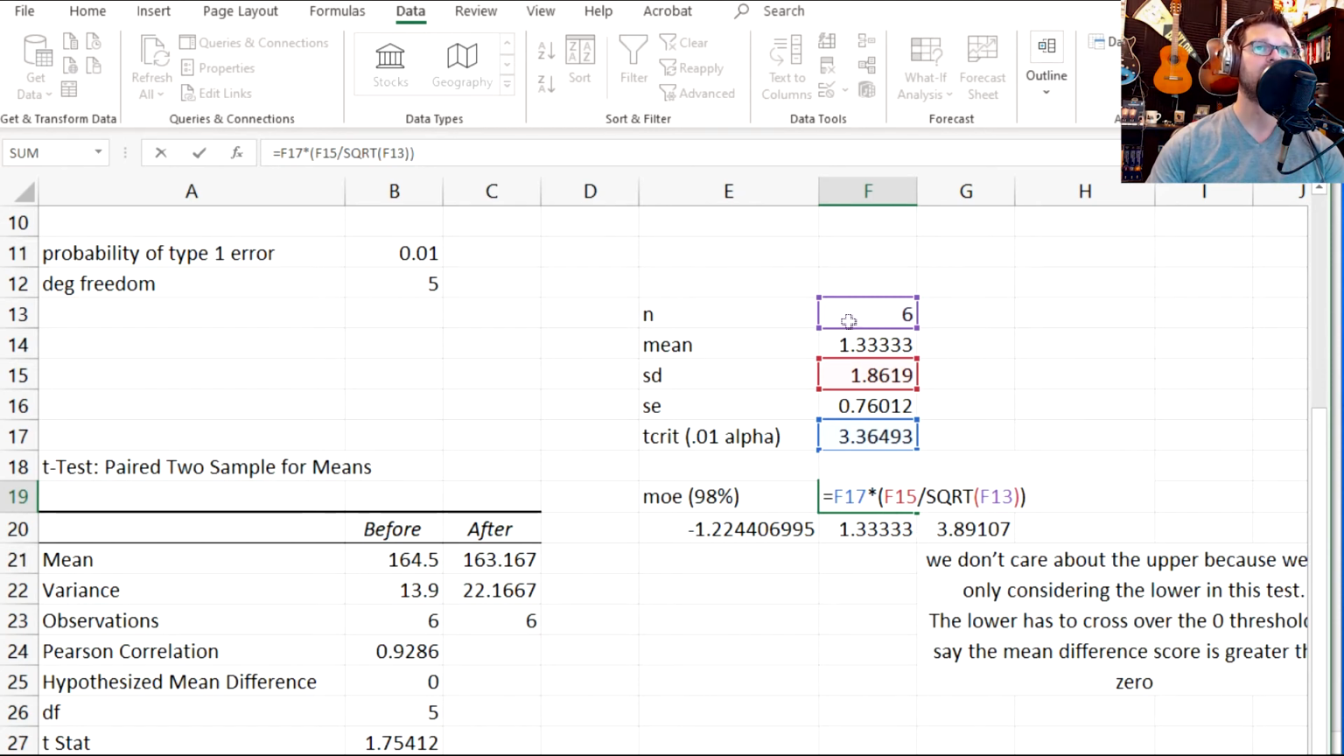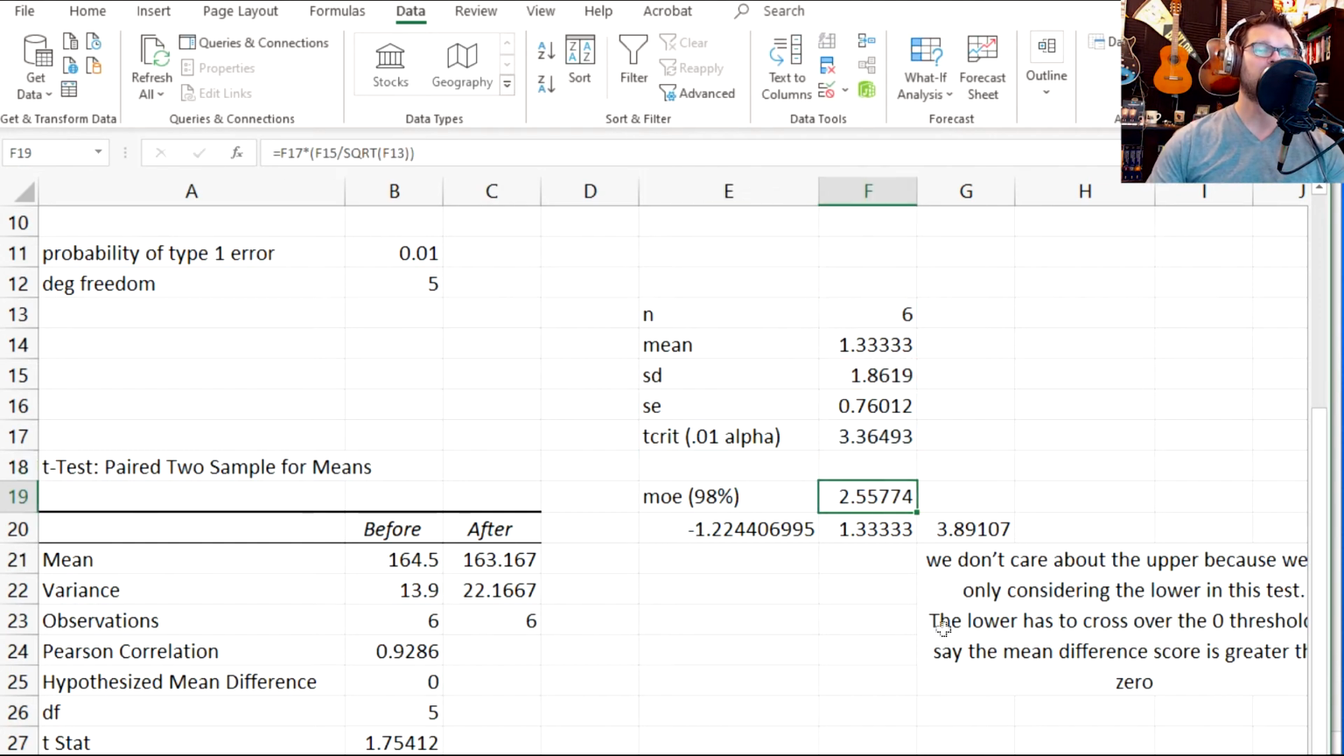Take the t-crit, multiply it by the standard error. And what we're saying is that when we calculate whether or not it is statistically significant, or if we reject or fail to reject the null hypothesis, we have to overcome this margin of error. That's what we're asking to do. We have to overcome this margin of error of 2.55774. And in order to do that, what I did here is I made a 98% confidence interval.